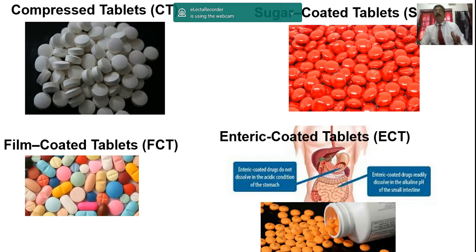You see now the picture which is displayed. You can see the compressed tablets. It's white in color. There is no coloring. There is no coating.